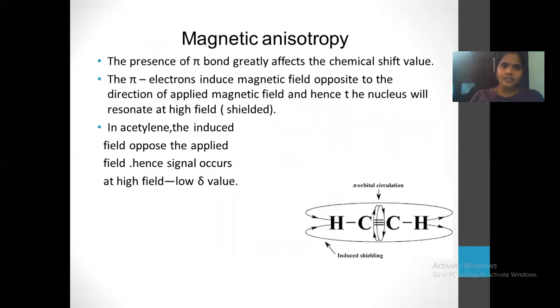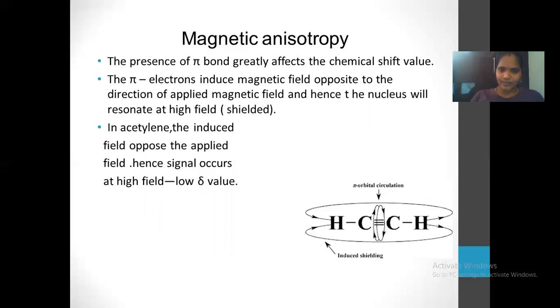There is another factor that affects the chemical shift, which is magnetic anisotropy. This is because of the presence of a pi bond, and those pi electrons can induce a magnetic field opposite to the applied magnetic field.